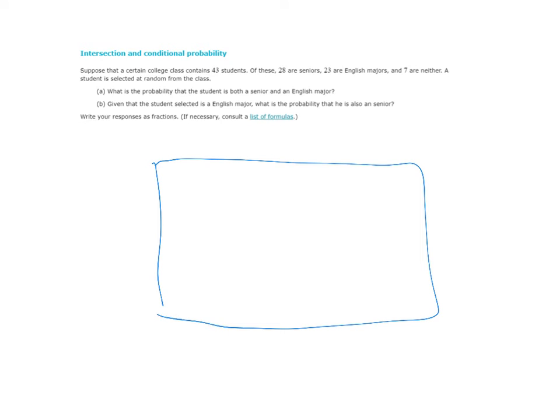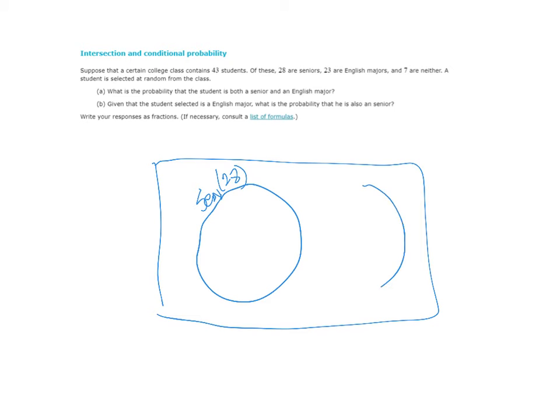And last one here, intersection and conditional probabilities. Says, suppose that a certain college class contains 43 students, 28 are seniors, 23 are English majors, 7 are neither. A student is selected at random. What's the probability the student is both a senior and an English major? All right, so let's take a picture of what this might look like. So I've got seniors. There are 28 of them.